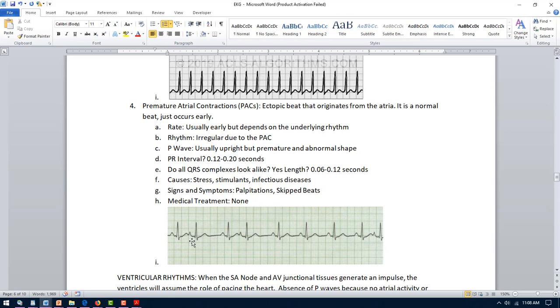Anyways, it's right here where that P wave is early. See, this T wave hasn't even had time to completely repolarize. This PAC here is the atria contracting early. So everything's not quite repolarized, and the atria are like, "Ooh, I wanna contract again." So that's how you tell what a PAC is.